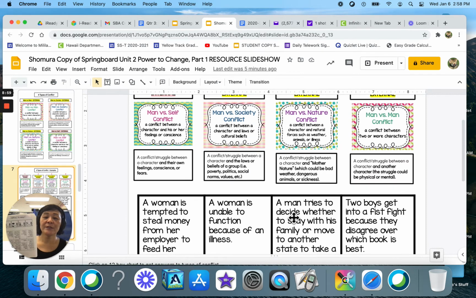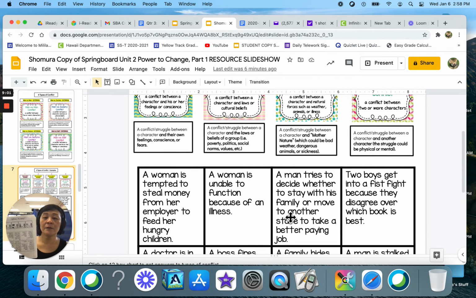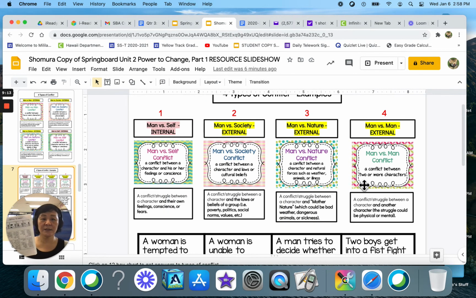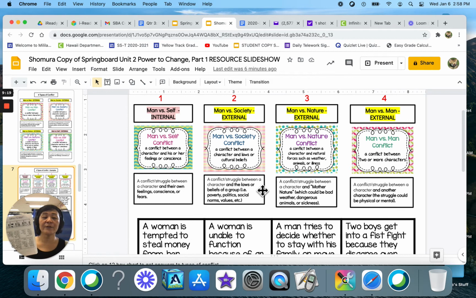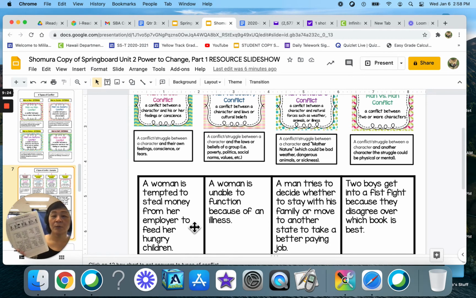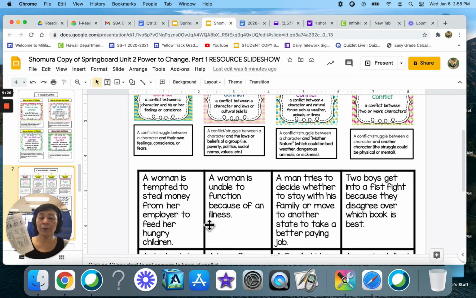And what we're going to do is sort. So here's the first box. A woman is tempted to steal money from her employer to feed her hungry children. Which type of conflict is this? Man versus self, man versus society, man versus nature, or man versus man? Well, we're going to find out.